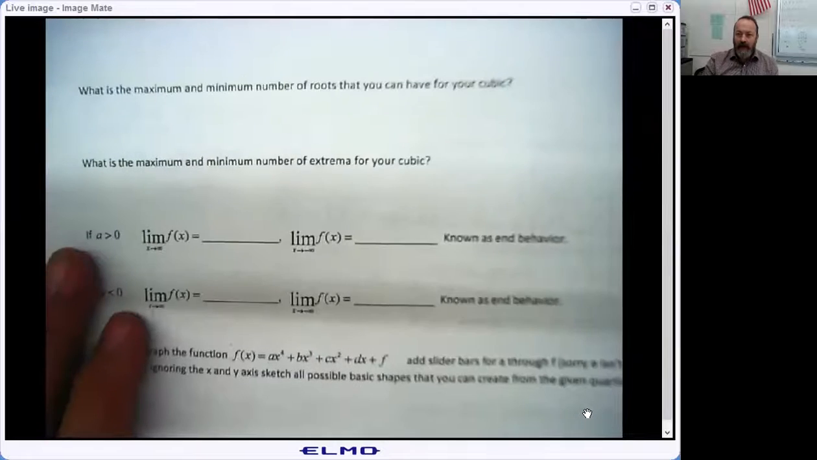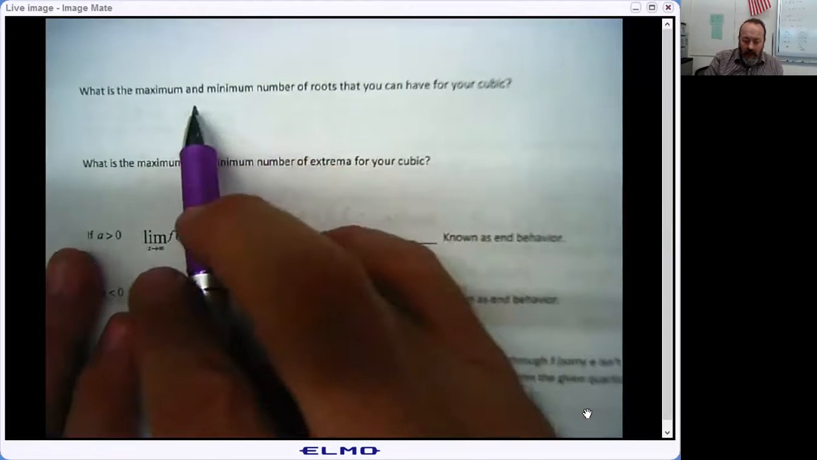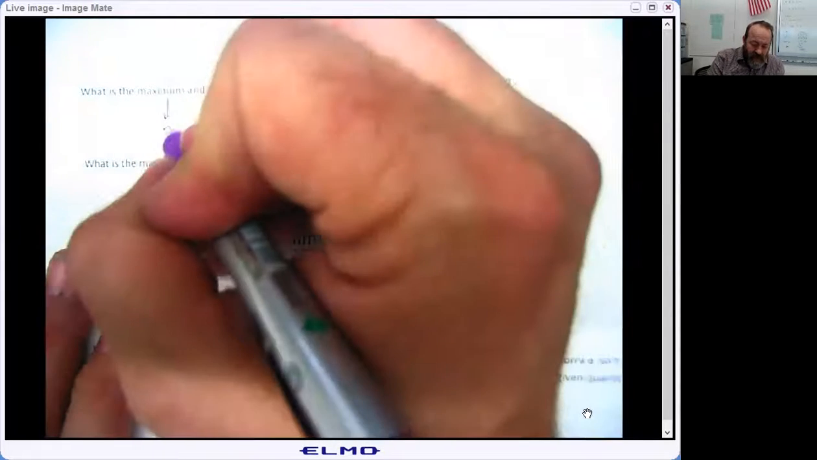Now, coming to the second page to summarize what happened: depending on where you put that, you could have as many as 3 roots.